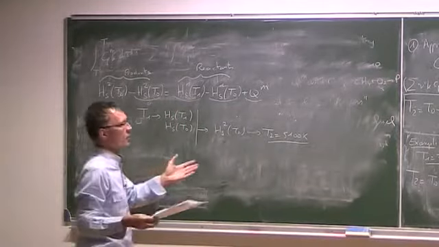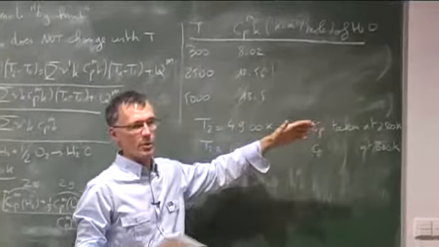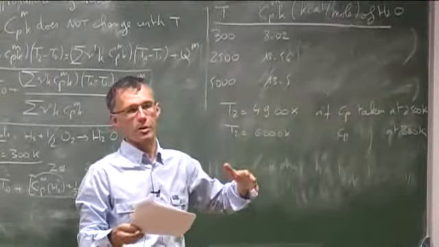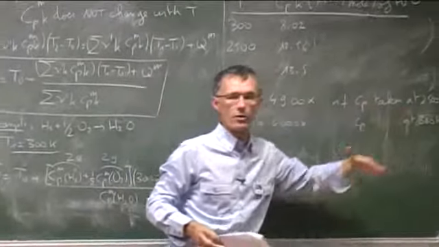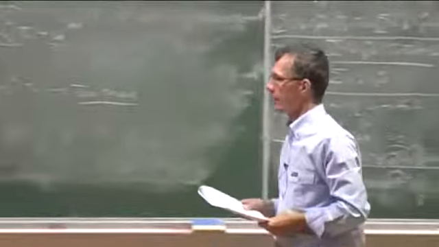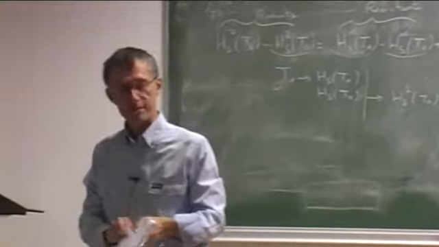Which suggests, and it's not stupid, that the right value to take for Cp should be somewhere in the middle between the initial temperature and the final temperature. We go from 300 to 5,000. We take a Cp at 2,400. It's a reasonable guess. But of course, for industrial applications, it wouldn't be a good idea. It's not precise enough.